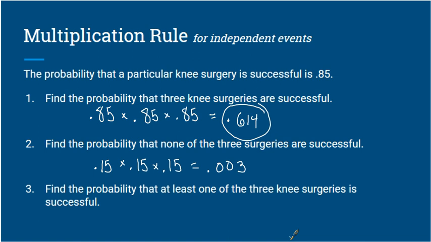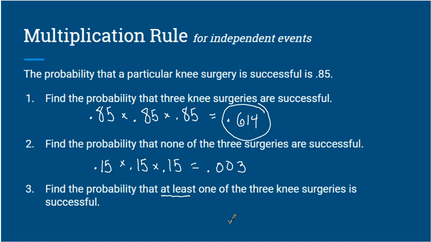All right, find the probability that at least one of the 3 knee surgeries is successful. Now, what we have to pay attention to here is this word at least. This is not saying that only one of the surgeries is successful. It's saying one of them or 2 of them or all 3 of them are successful.